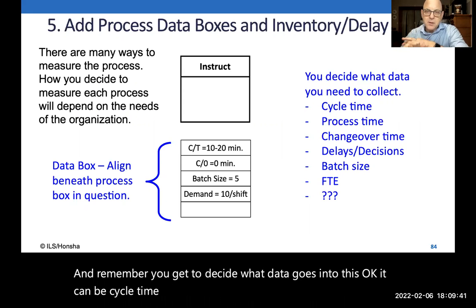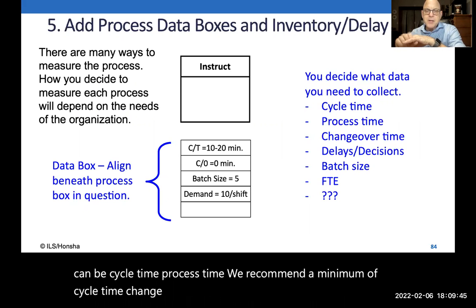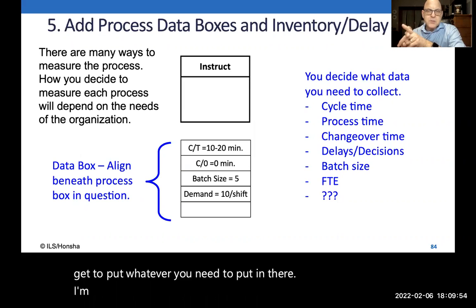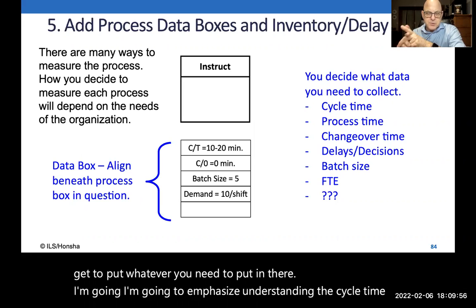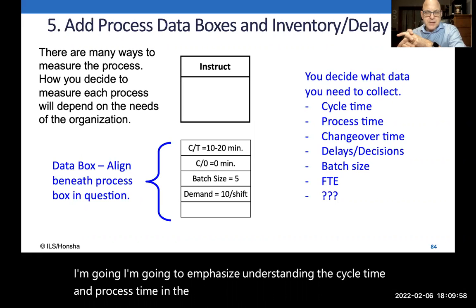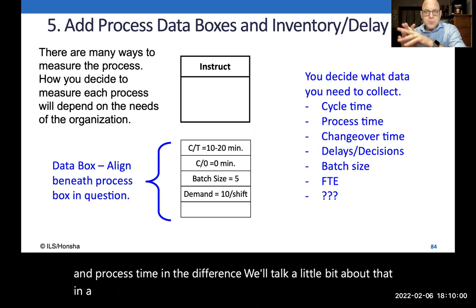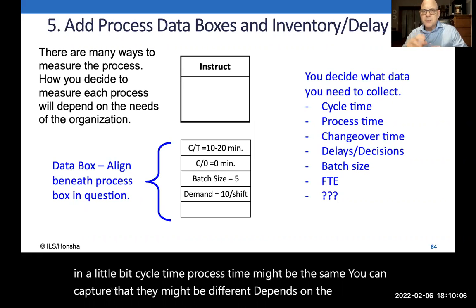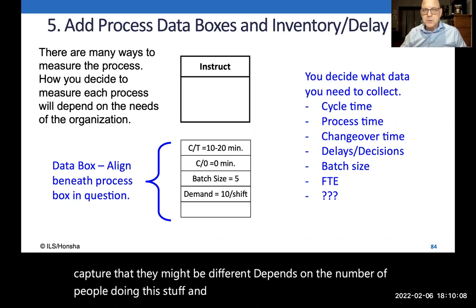We recommend a minimum of cycle time, changeover time, and batch size if you've got it, but you get to put whatever you need in there. I'm going to emphasize understanding cycle time and process time and the difference. We'll talk about that in a little bit. Cycle time and process time might be the same, and you can capture that. They might be different, depending on the number of people doing the work and the number of units that you process at once.